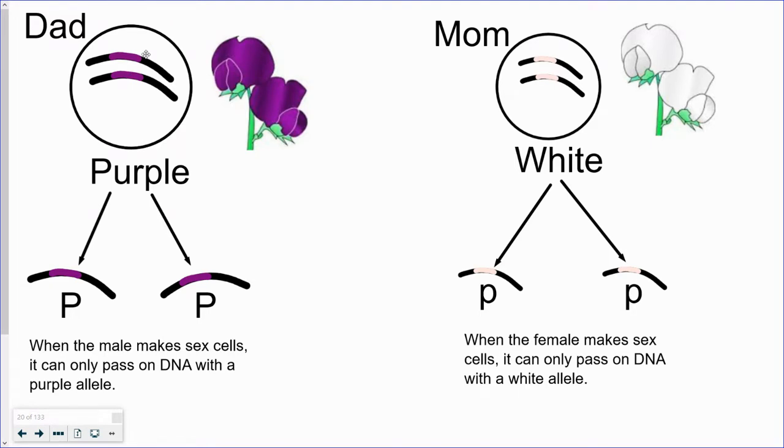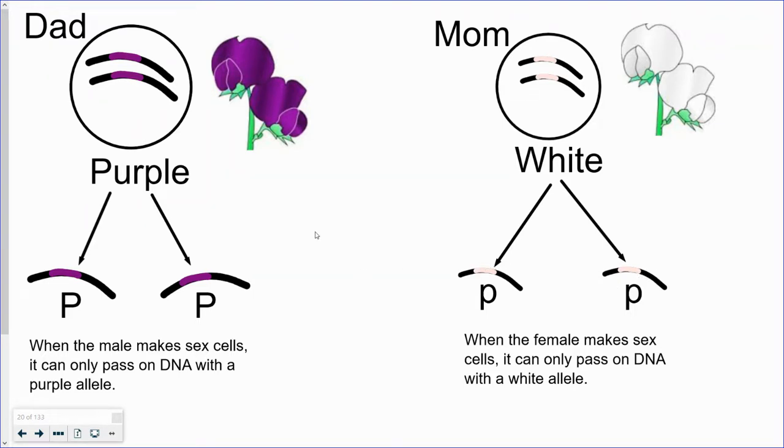True breeding means that no matter what, it's passing on purple, and hopefully you see why now. For the true breeding white plant, the eggs are going to contain either a copy of this chromosome or a copy of this chromosome. And as you notice, no matter what, the alleles are white.